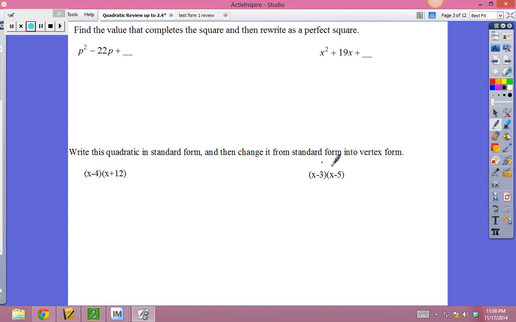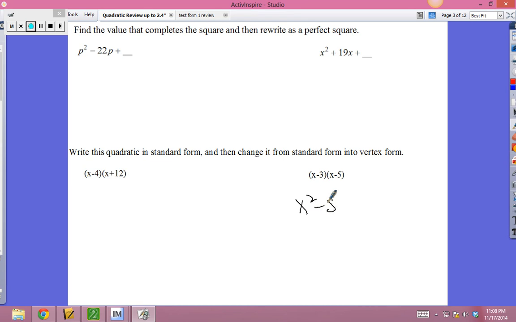The next one, let's distribute that through. That's going to be x squared minus 5x minus 3x plus 15. So it's x squared minus 8x, and 15 is the problem. So I'm going to just scoot that 15 over. I wish, oh, we just did 8.